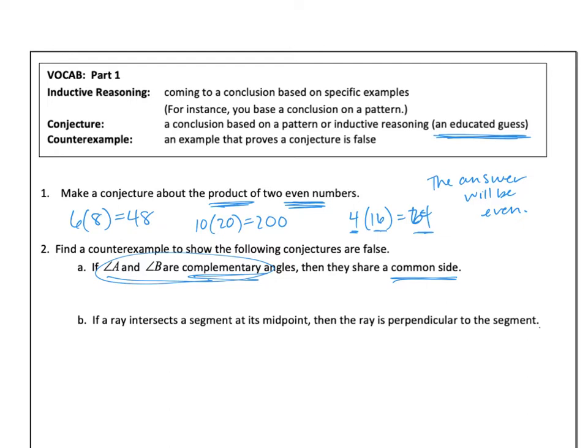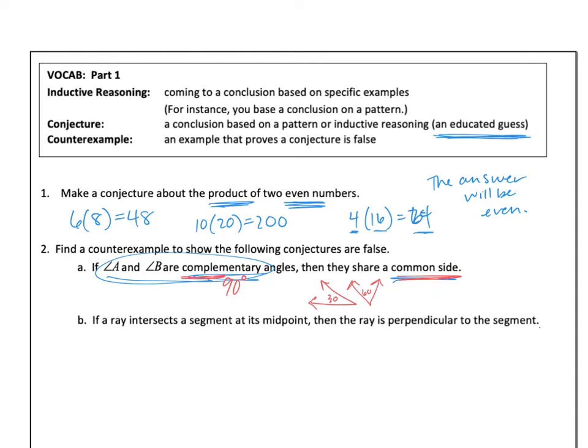Well, think about complementary. What does that mean again? That means they add up to 90. So is there some pair of complementary angles that add up to 90 that don't have a common side? And I think the best way to prove this one wrong is to draw a picture. So for instance, what if I draw a picture of a 30-degree angle and a 60-degree angle that are separated? They don't share a common side. This would be a counterexample. Just because they're complementary does not mean they share a common side.